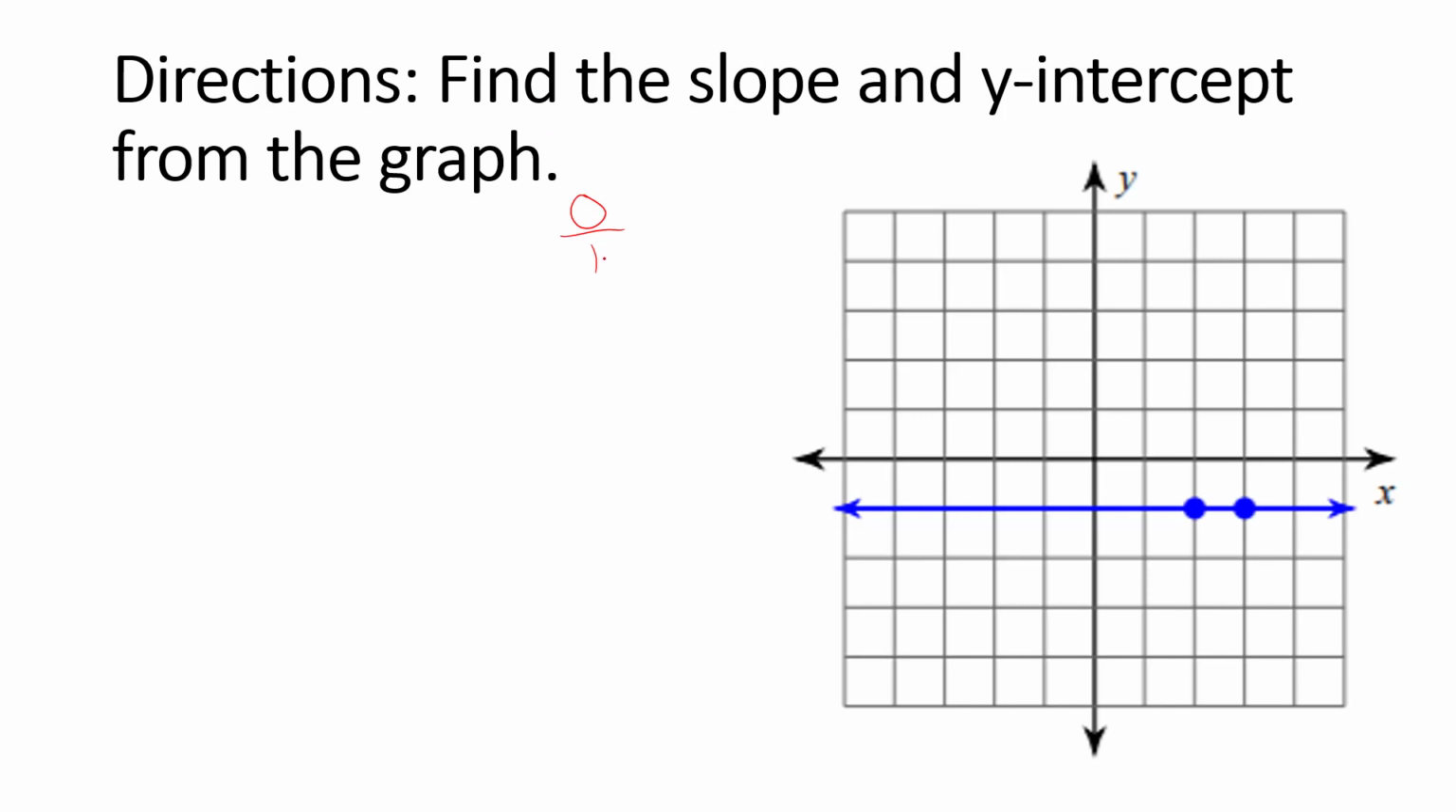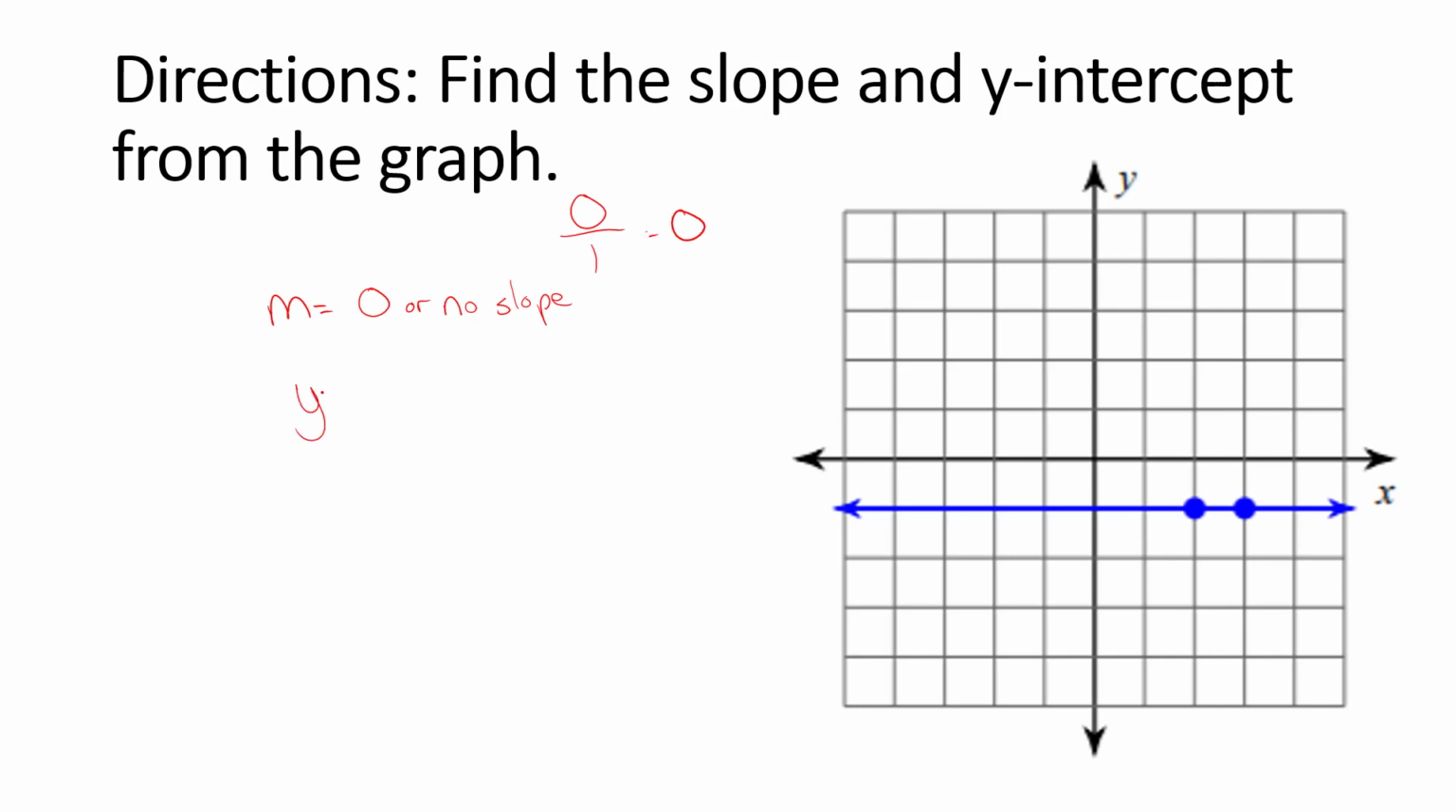But what is 0 divided by 1? 0. What was 0 divided by 2? Still 0. 0 divided by 4? Still 0. The reason why it's 0 is because we have a constant line. There's no change in slope. So we can say that the slope is either 0 or we can say no slope. I'm fine with either of those two answers.